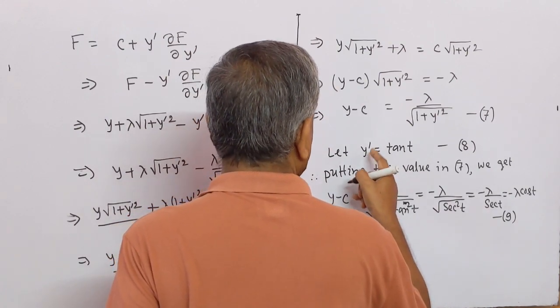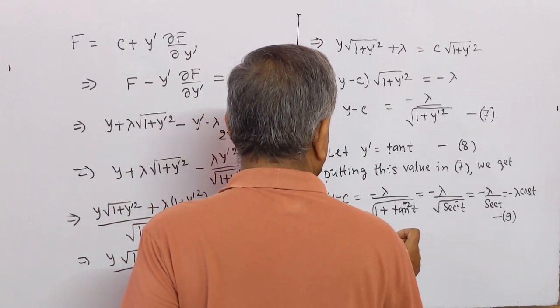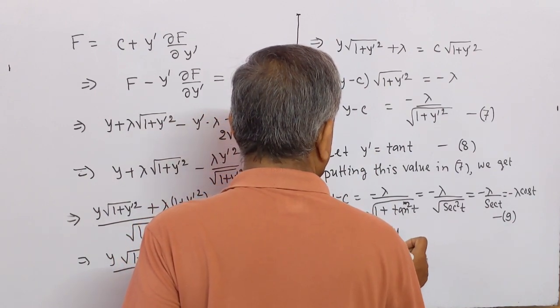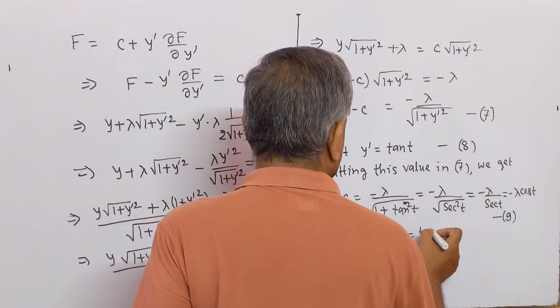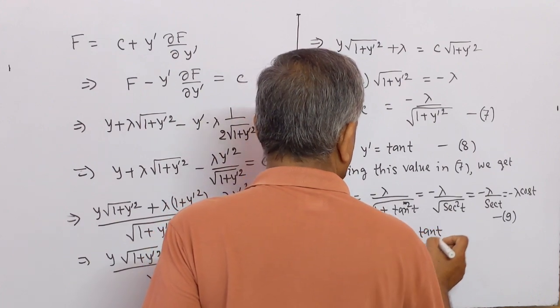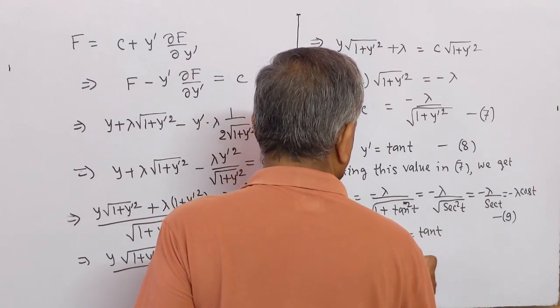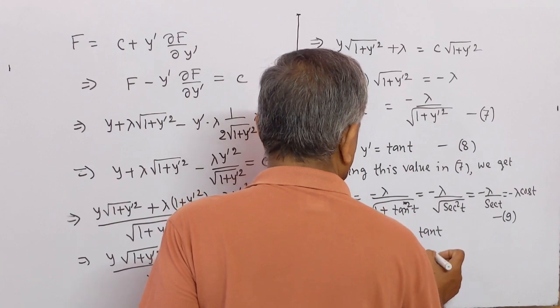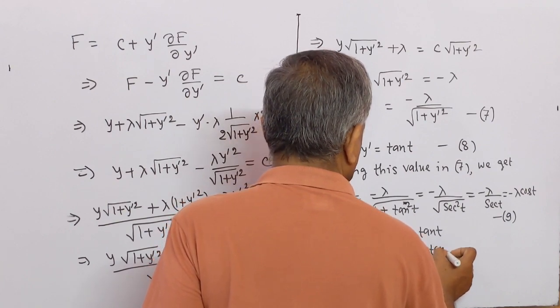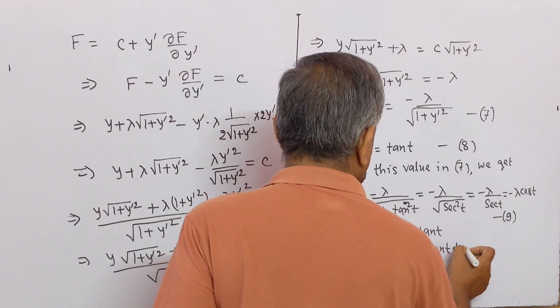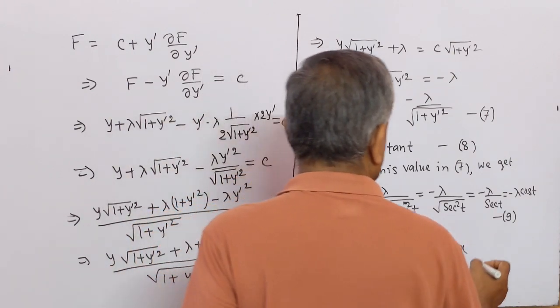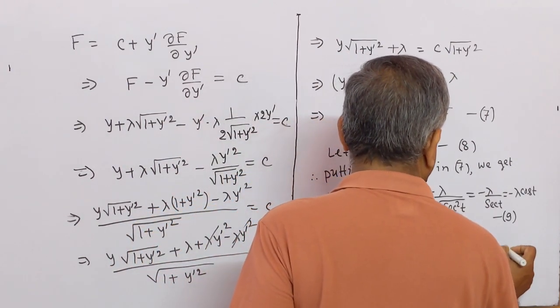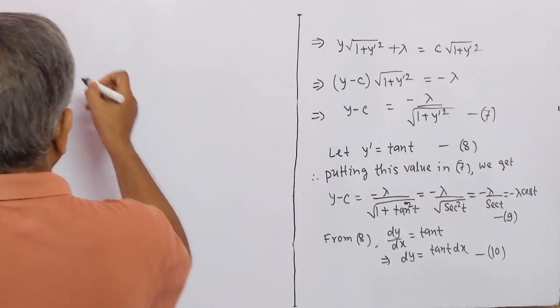From 8, here y prime equal to dy by dx equal to tan t implies that dy equal to tan t dx. Let this be number 10.